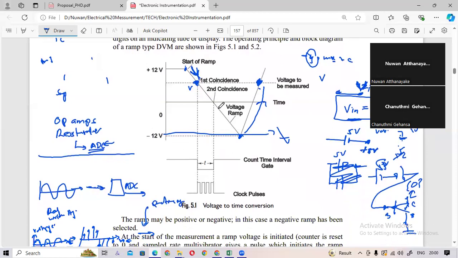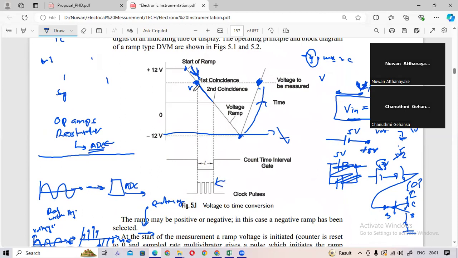Anyway, this is the time. Actually, they calculate the time from this to zero, using a counter. Once this point is detected, the clock pulse is on. So you can count these clock pulses using a counter, and then you can calculate the time. So a counter can be used to count the clock pulses.